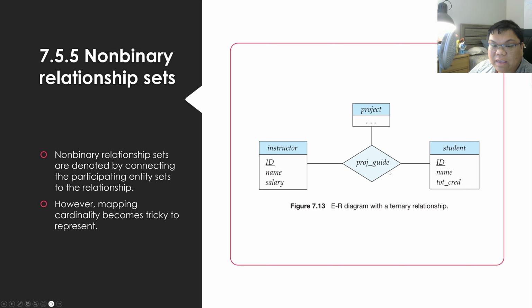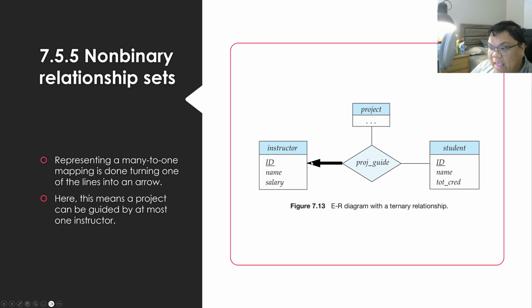Finally, we have ER diagrams for ternary relationships and above. Non-binary relationship sets can be represented as they normally would, but if we add mapping cardinality to that, it becomes a little bit tricky. If we add one arrow to a non-binary relationship set, this represents a many-to-one mapping, and it means one project can be guided by at most one instructor.